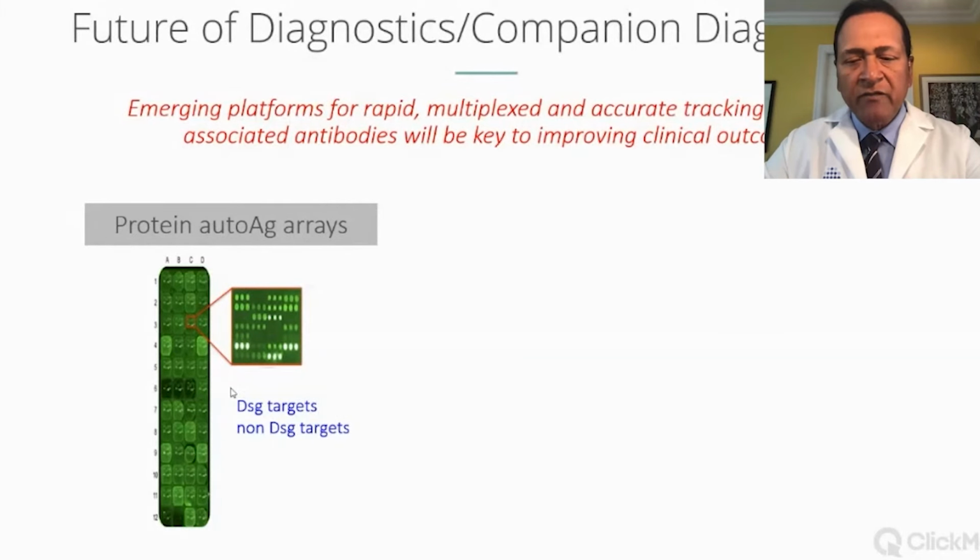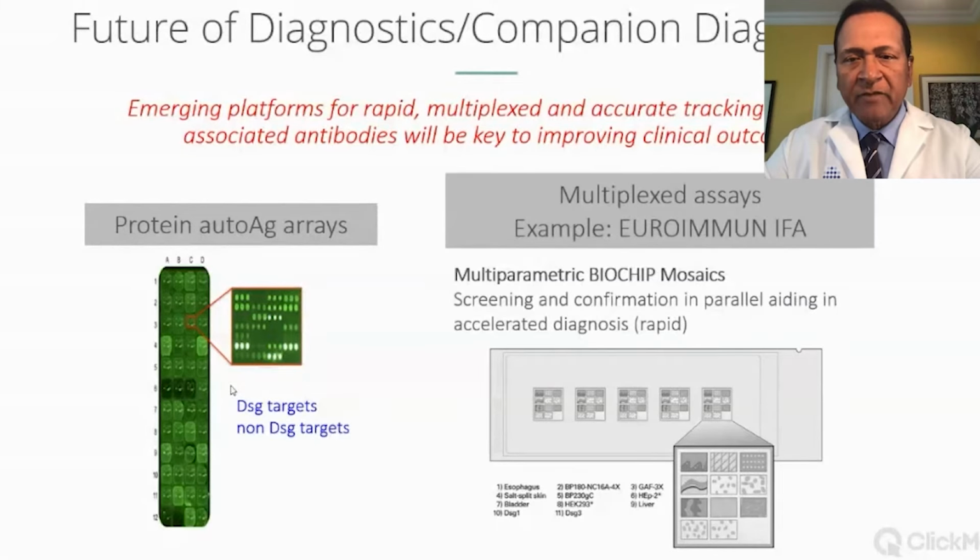And so you can see we can very rapidly get information at a much larger scale than we could in the past. And Euroimmune has also been developing multiplexed assays on the immunofluorescent platform, the multi-parametric biochip mosaic. I believe Dr. Grover will also discuss this a little bit more.